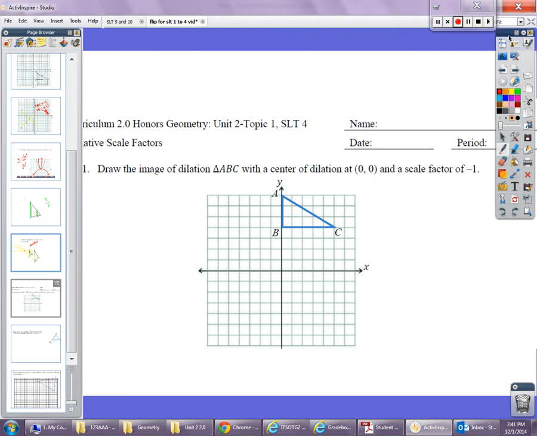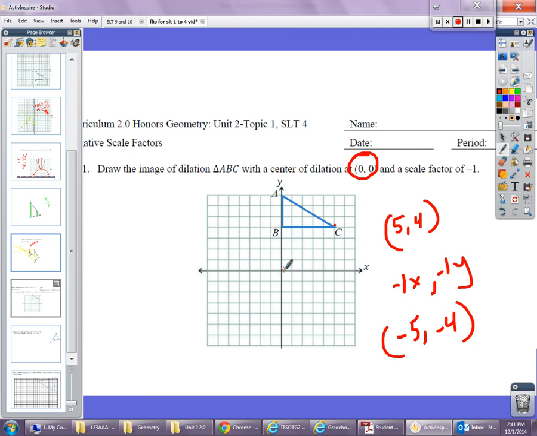So here, if it asks you to draw an image of a dilation with a center of dilation of 0, 0 and a scale factor of negative 1, remember, just by knowing that the center of dilation is 0, 0, you could just use the points. So C is at 1, 2, 3, 4, 5, 1, 2, 3, 4. So if you knew the scale factor was negative 1, you could just multiply negative 1 times x and negative 1 times y and get your new point, negative 5, negative 4. And you could just go ahead and plot that point on your coordinate grid and do that with all 3 points, and you'd have a dilation.